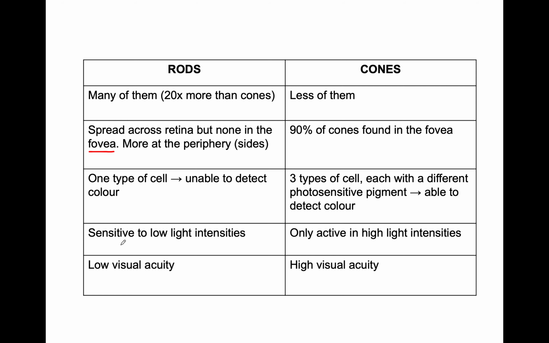Rods are sensitive even at low light intensities and therefore have high visual sensitivity. Cones only become stimulated at high light intensities, so have a low visual sensitivity. Rods, and we'll look at why in a moment, have low visual acuity. Cones have high visual acuity. So we looked at a more simplified version of what I'm going to show you next.